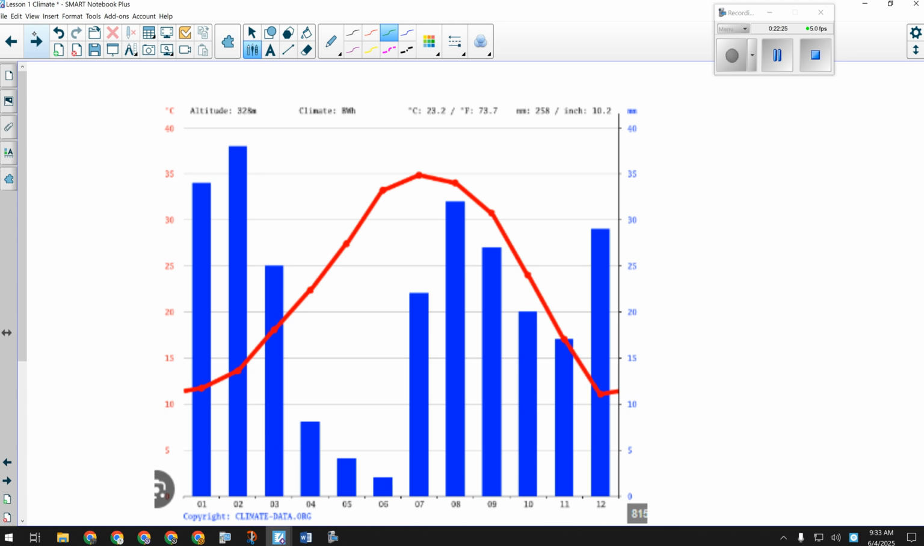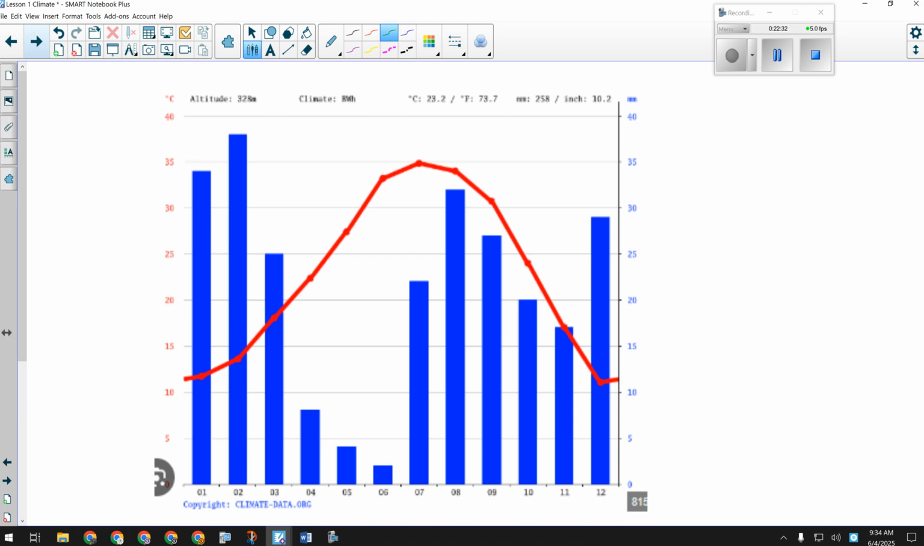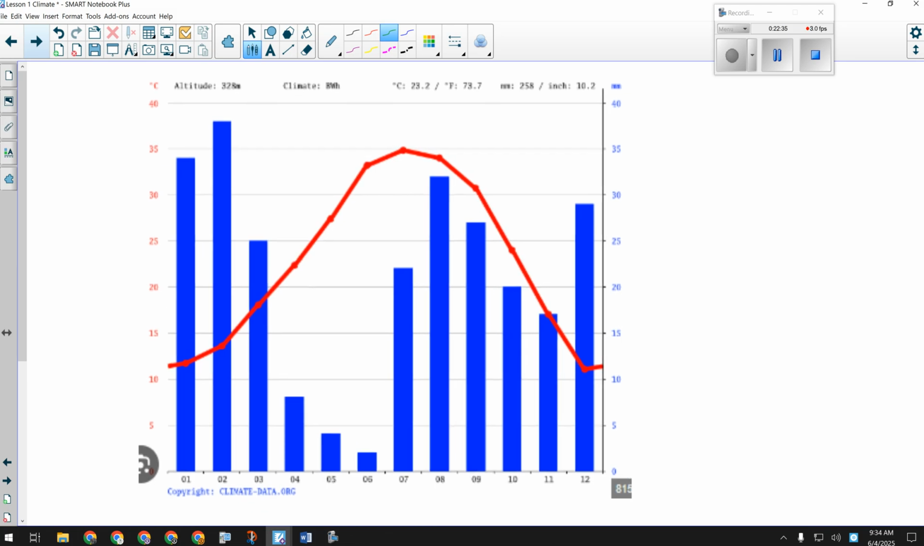Altitude there it gives as 328 meters. Oh, I didn't put the answer on here. Any ideas? This is Mexico City. Mexico City gets seasons. They definitely have a winter and a summer. Winter's pretty mild, but they still get a winter and a summer. And it's pretty dry there. You can see there are some months where they get less than 5 millimeters of rain. That's less than half a centimeter. That's very little rain. And the wettest month is still less than 40 millimeters. So this is a desert for sure.